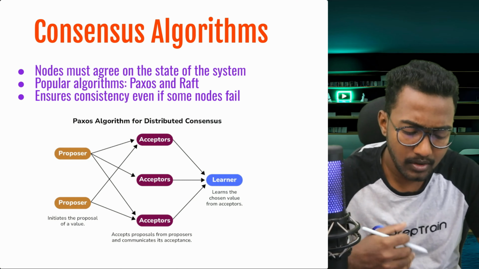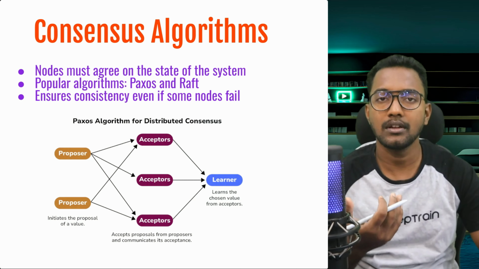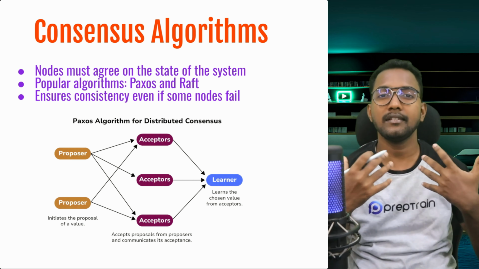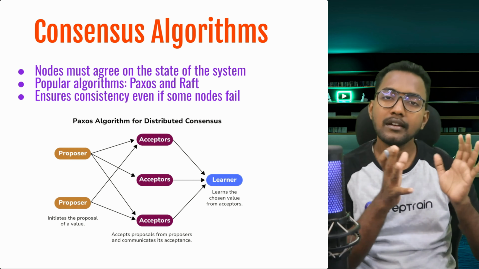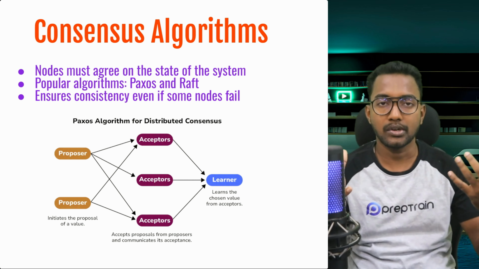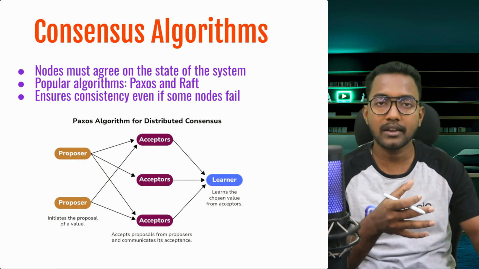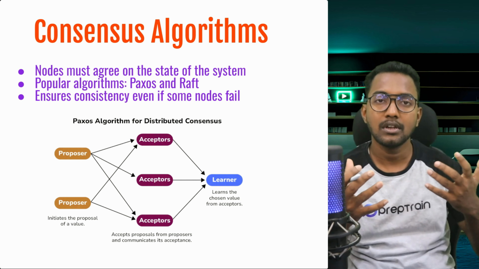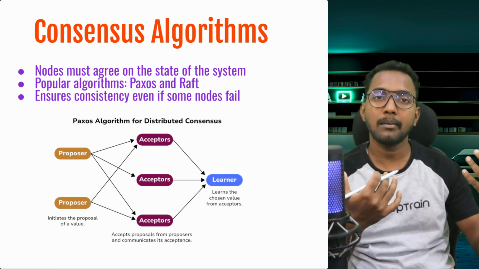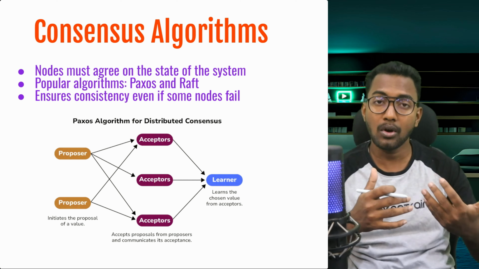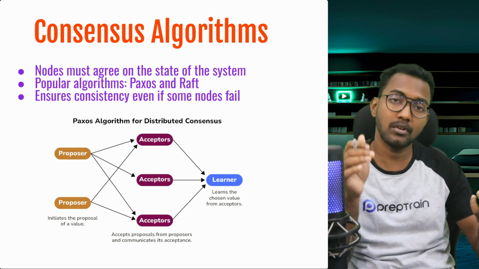Next, let's talk about consensus algorithms, which are crucial for maintaining consistency in distributed systems. So what exactly is a consensus algorithm? In a distributed system, you have multiple nodes working together, often in different locations. These nodes need to agree, to reach consensus, on the current state of data to avoid confusion. For example, if you update your Instagram bio, all the servers need to agree on your new bio so that every time you log in, you see the correct information across all devices.